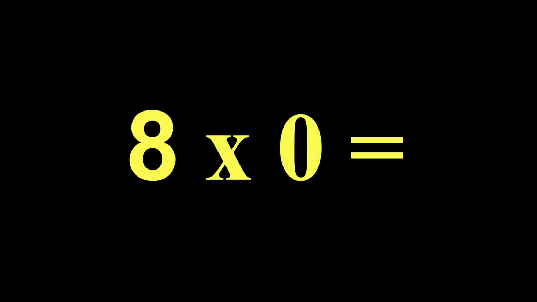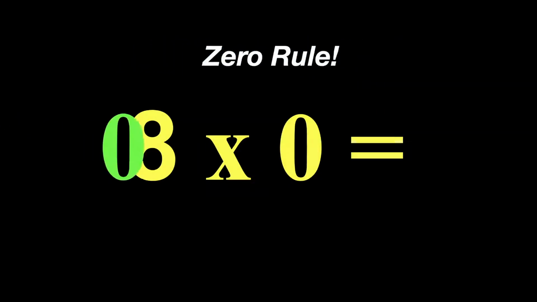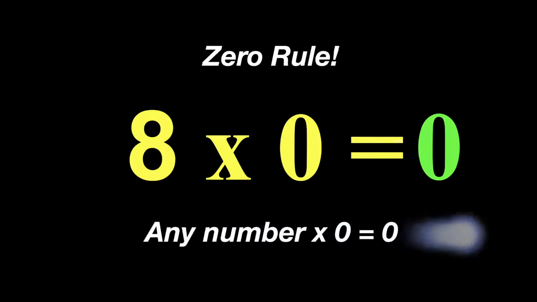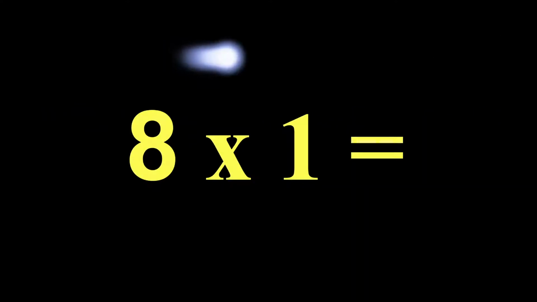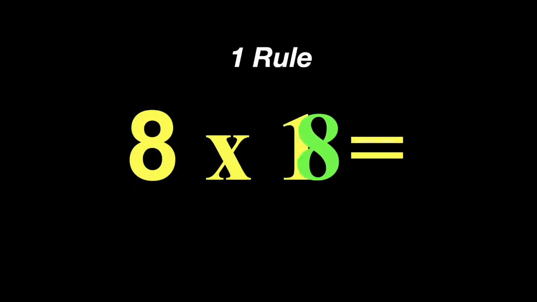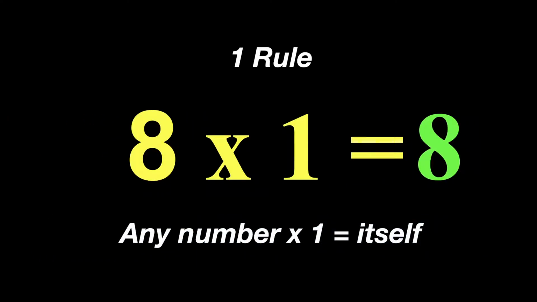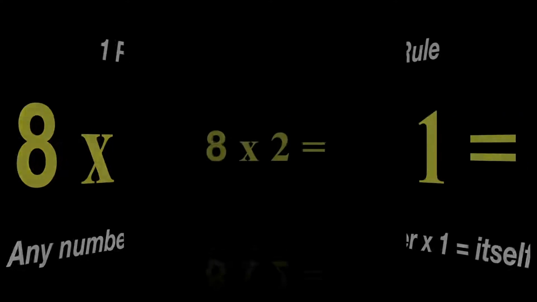8 times 0 would just be the 0 rule, so that's pretty easy. The 0 rule is any number times 0 equals 0. So, for example, 8 times 0 equals 0. 8 times 1 is just the 1 rule, and any number times 1 is equal to itself. So 8 times 1 is equal to 8. That's also called the identity property.